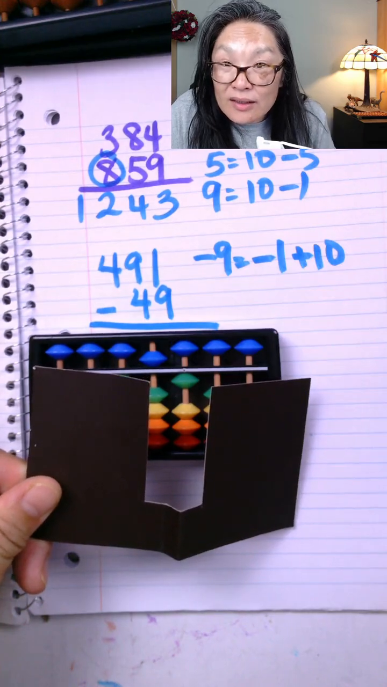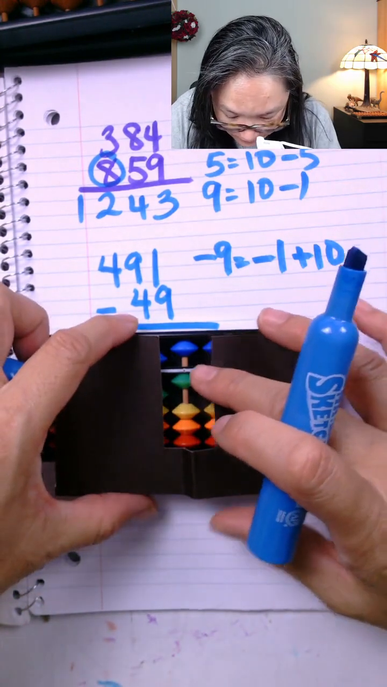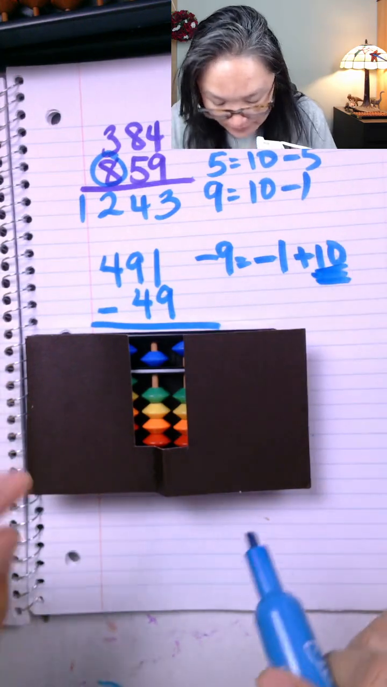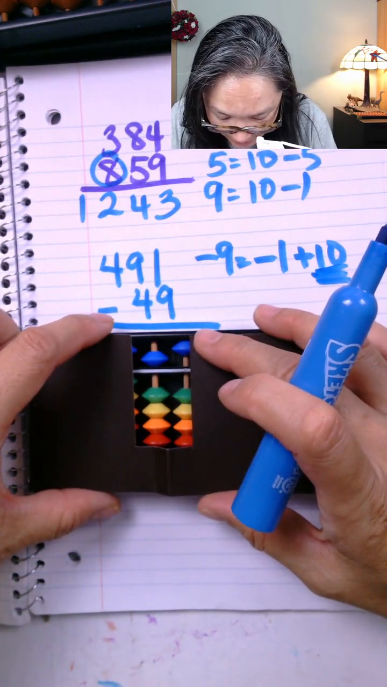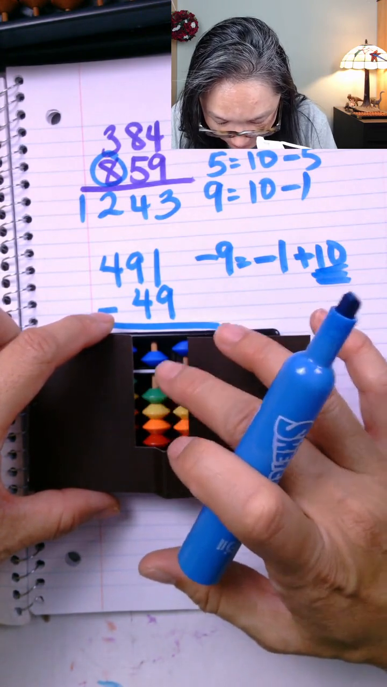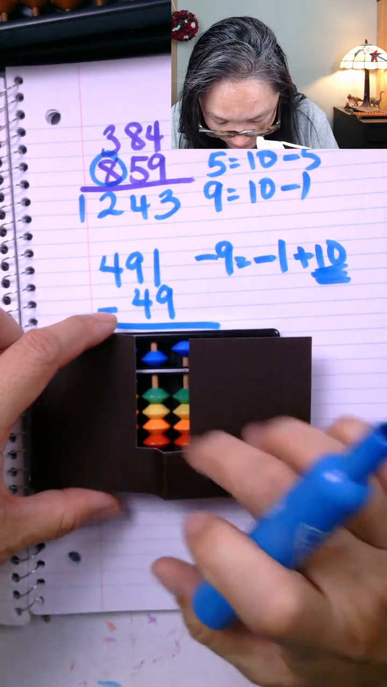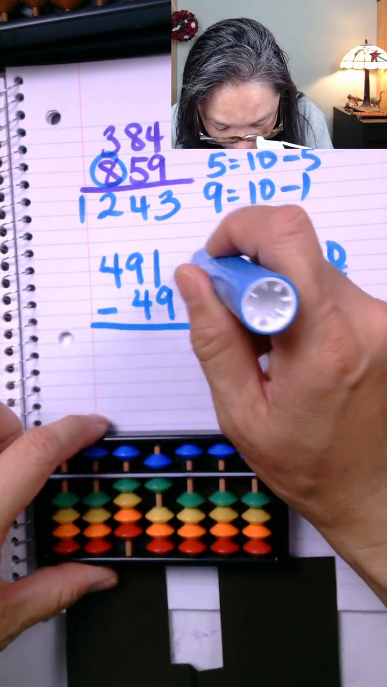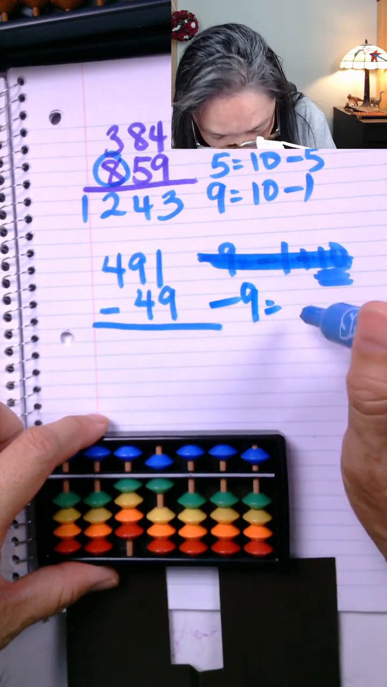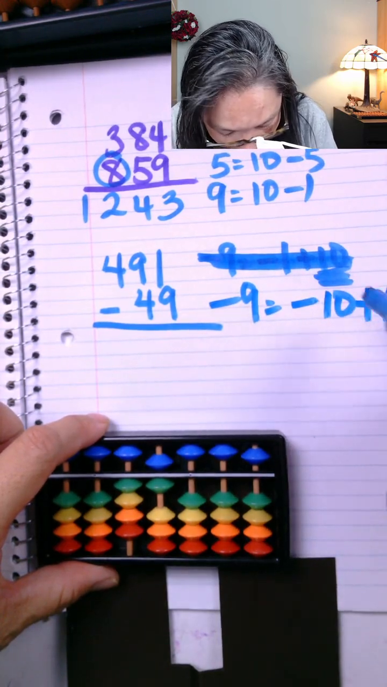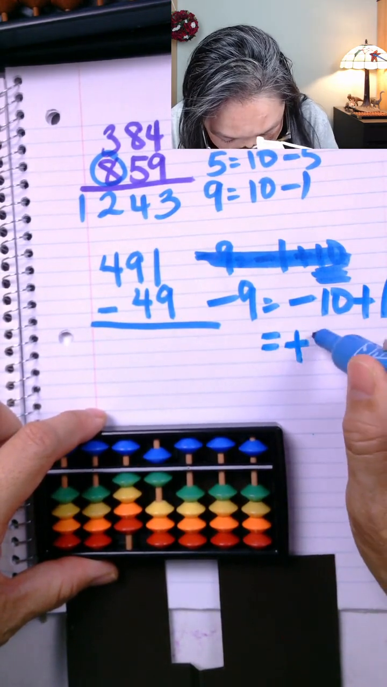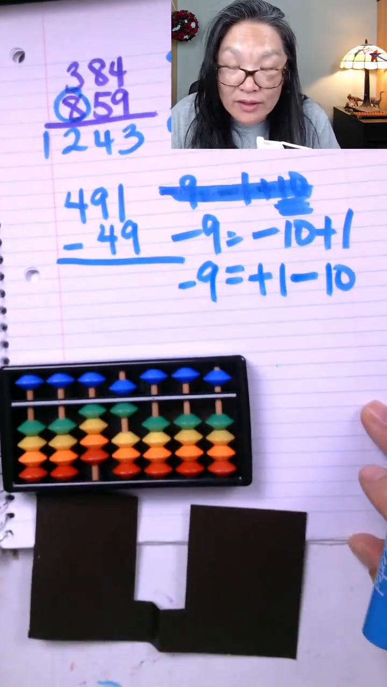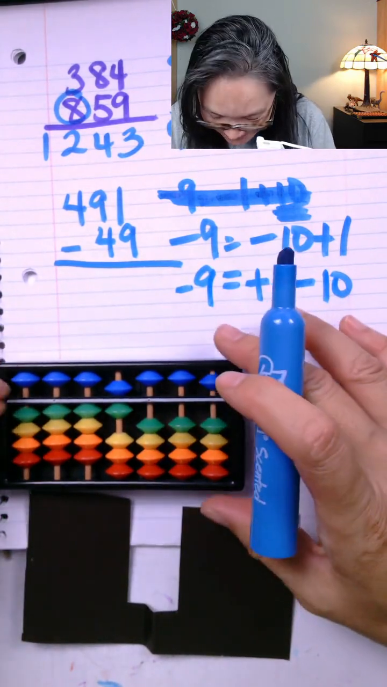Take away the 1. And now we need to plus the 10. Plus this 10. Remember what 10 is. Plus the 1, plus the 0. Plus the 1. That's wrong. No, I'm sorry. That's wrong. Minus the 9 is equal to minus the 10 plus the 1. We need to plus the 1 and minus the 10. That's what we need to do. I am so sorry. That's my fault. I'm a little tired.